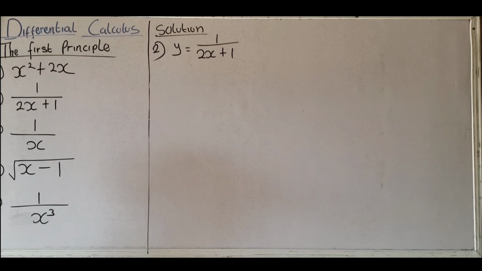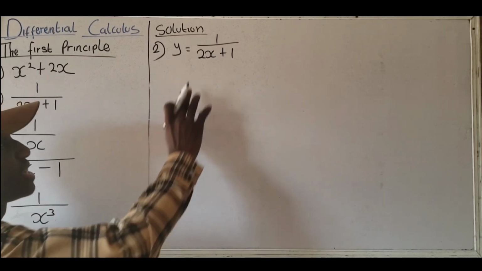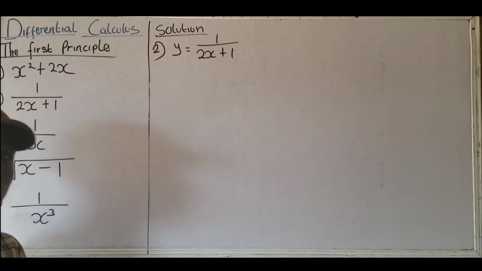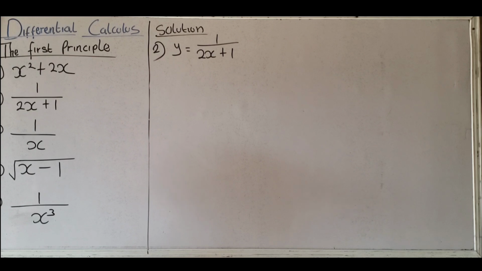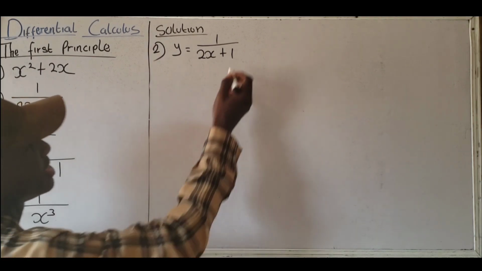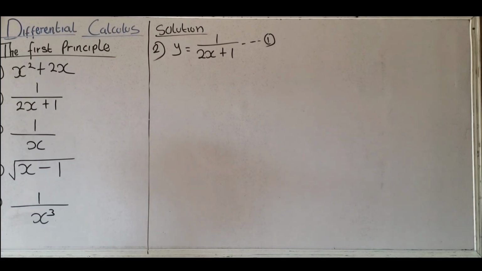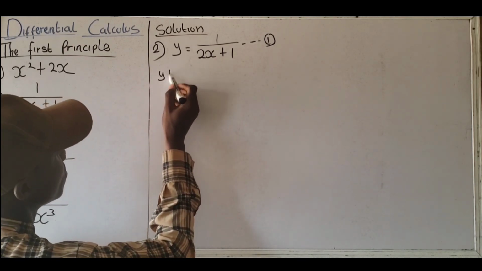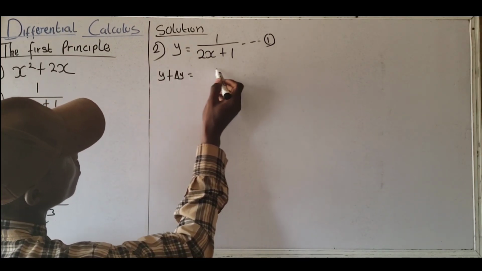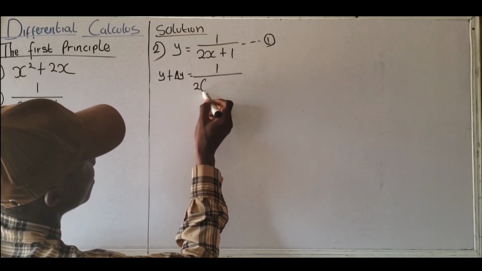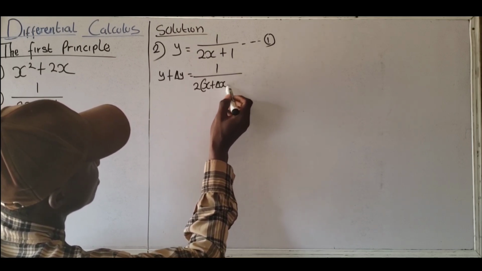You understand? The meaning of that statement is that we are going to increase x by delta x and we're going to increase y by delta y. That means anywhere I see x in equation 1, I'm going to replace it as x plus delta x. And anywhere I see y, I'm going to replace it as y plus delta y. Okay? So here I'm going to have y plus delta y is equal to 1 all over 2 into bracket x plus delta x plus 1.